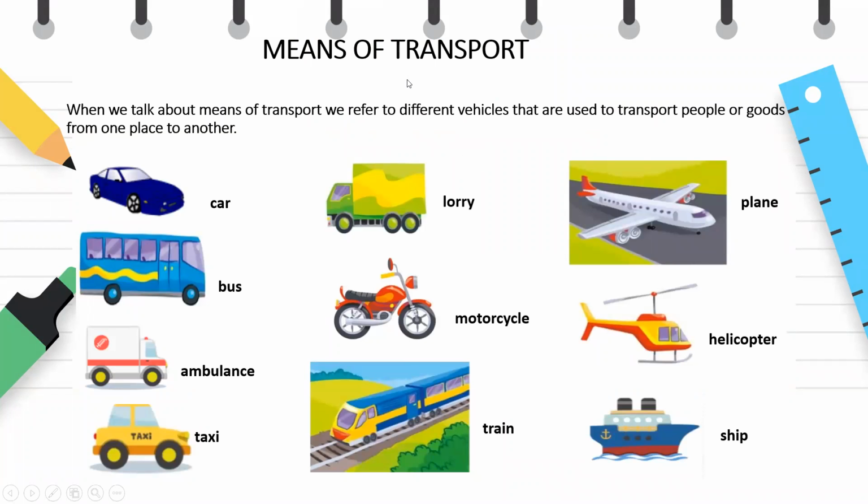Means of transport. When we talk about means of transport, we refer to different vehicles that are used to transport people or goods from one place to another. For example, car, bus, ambulance, taxi, lorry, motorcycle, train, plane, helicopter, or ship. So we can go to different places by using these vehicles.